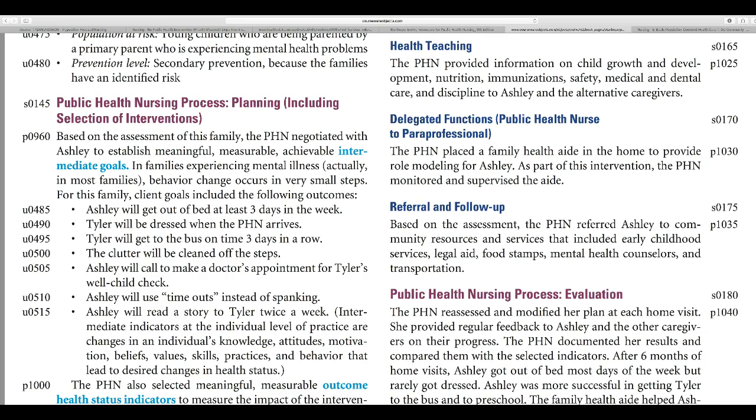So you're not going to ask her to go and make new friends. Maybe that's not achievable, but did she sign him up for preschool? Did she go to her therapist appointment? Did she go to the grocery store? Did she clean the house? In families experiencing mental health issues, actually it's most families, behavior change occurs in small steps. So giving them huge interventions is going to be hard.